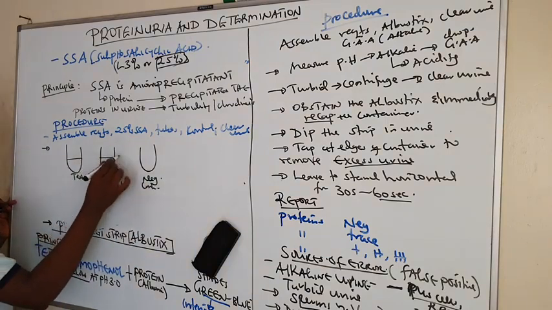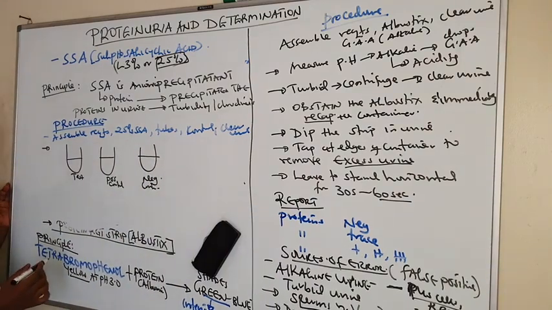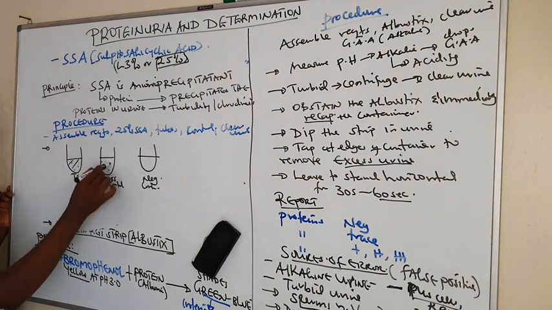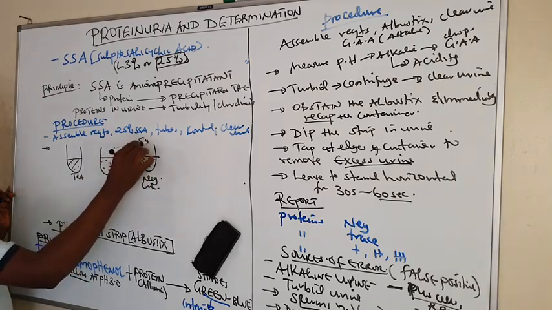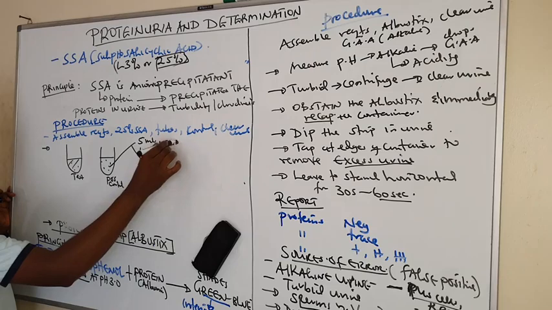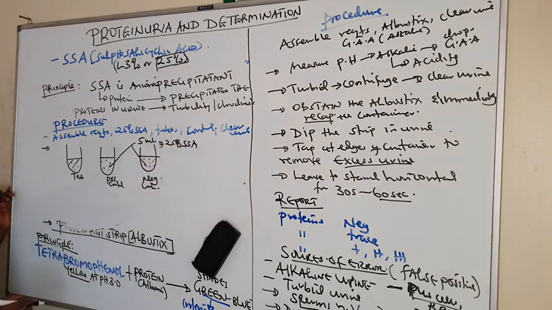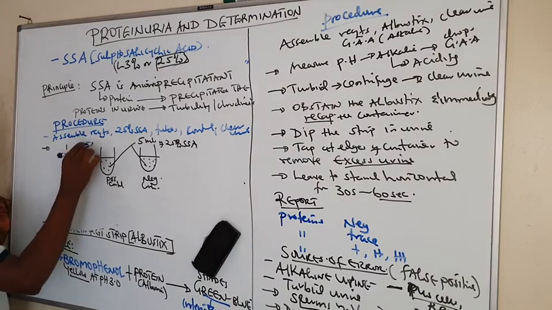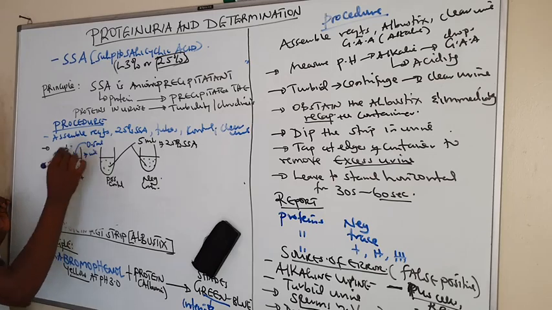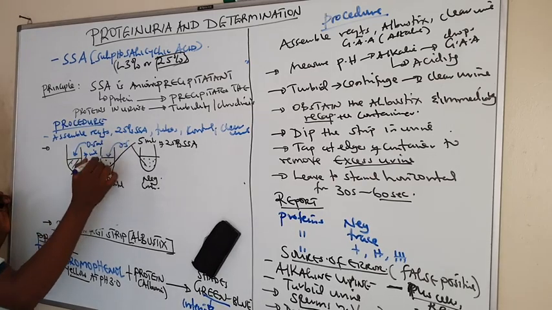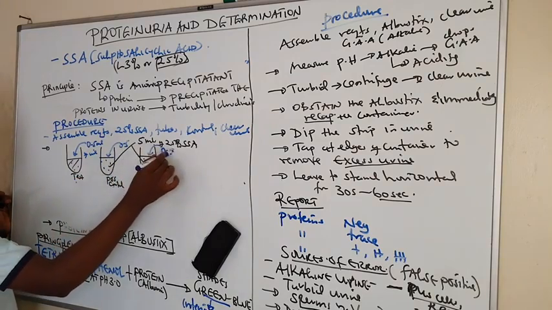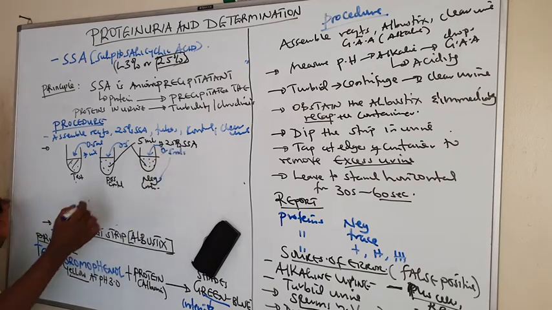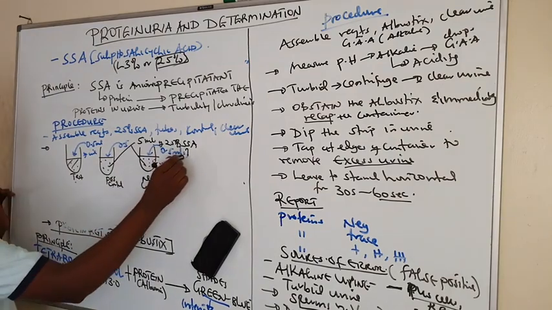So what you're going to do in each tube, labeled test, positive and negative control, you add 5 mils of 25% SSA. After putting it inside, for the test we add 0.5 mils of urine. In the controls, we add 0.5 mils of the positive control, and here we add 0.5 mils of the negative control. Then we mix.